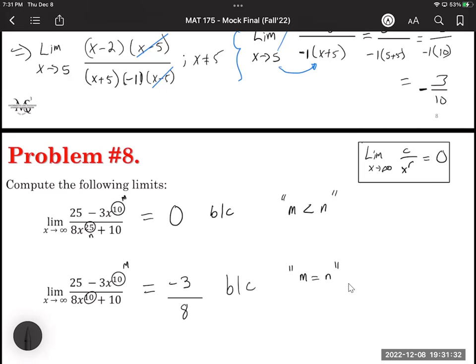Well, if m is greater than n, Omar, it's a D&E case. There's no limit. So again, I'm just going to write this shorthand: m greater than n implies no limit. It's a D&E case. It basically goes to infinity.